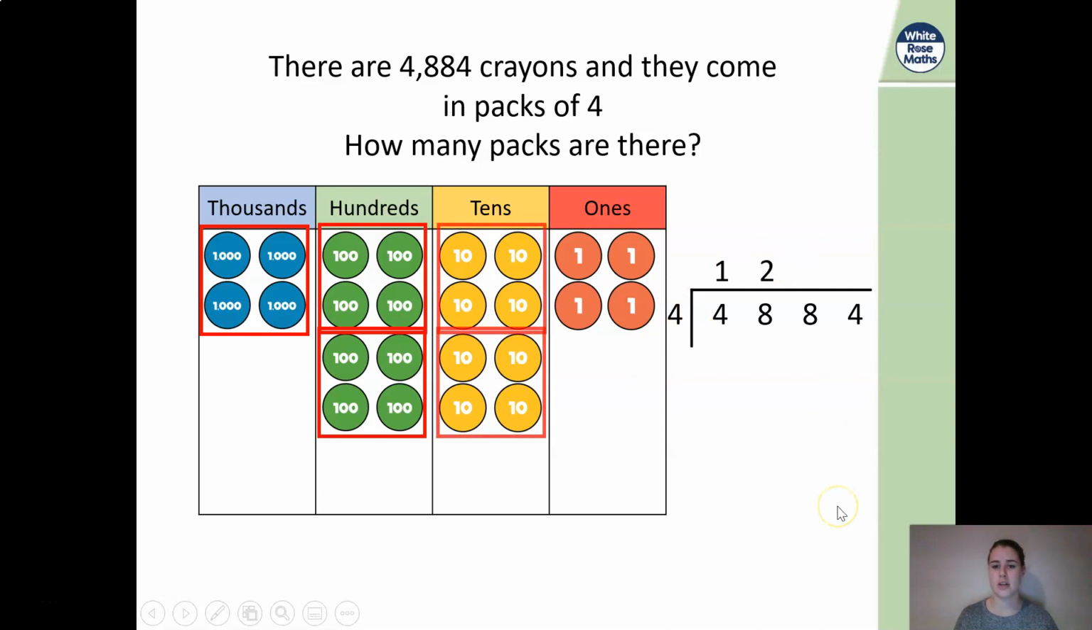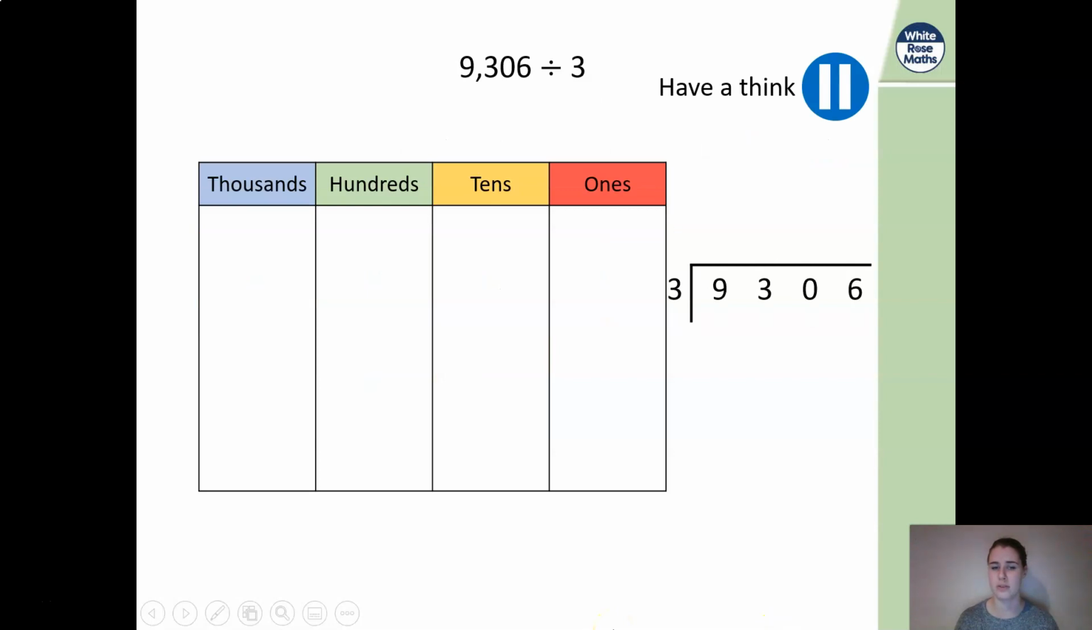Now I know that the answer is going to be the same for the next one because I have the same number. 4 into 8 goes twice. If I look at my tens, I have my 2 lots of 4, and I know that 4 goes into 4 once. Therefore, my answer is going to be 1,221 packs. Now you can see how I can ignore those counters here by just working out how many of the divisor goes into each one of those numbers. And luckily for us, there was no carrying involved.